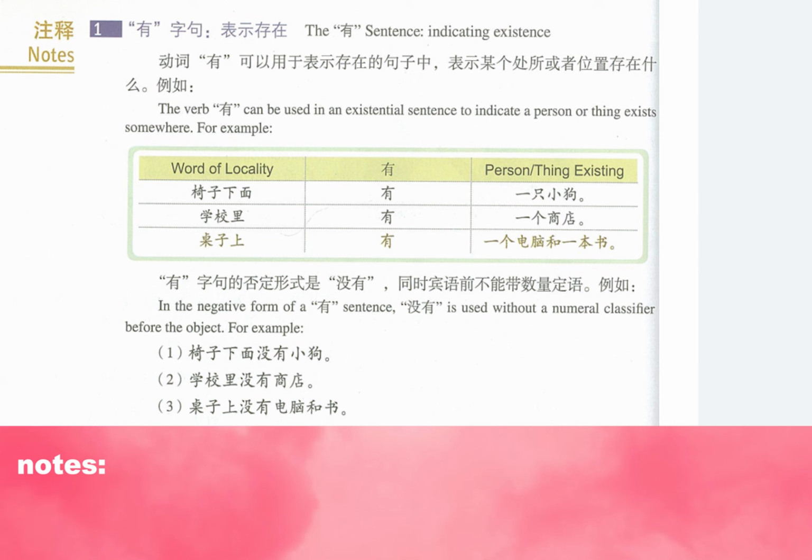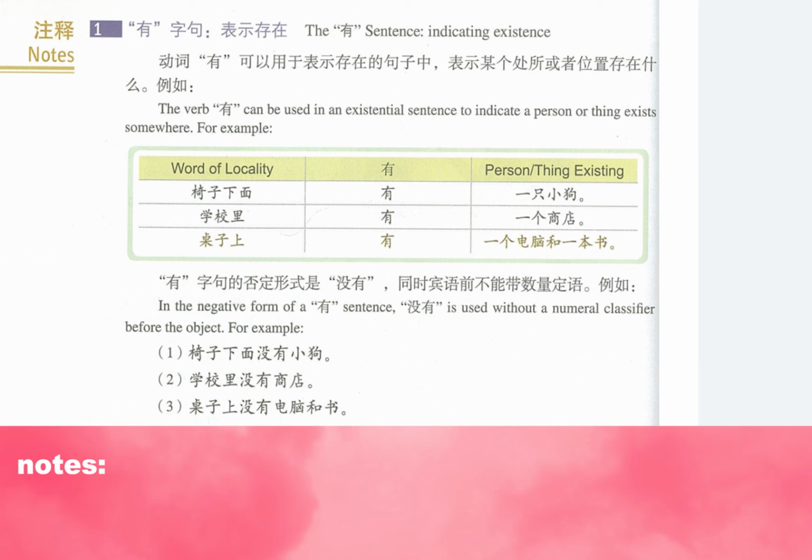没, I told you literally it means no. So here it might give you an insight that it is really easy to change the positive form into the negative form. When you want to say there isn't, there aren't, or don't have, doesn't have, you just need to put one more character, 没, in front of 有, this character.